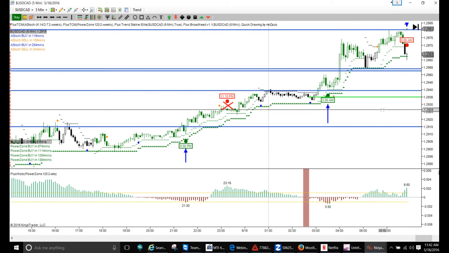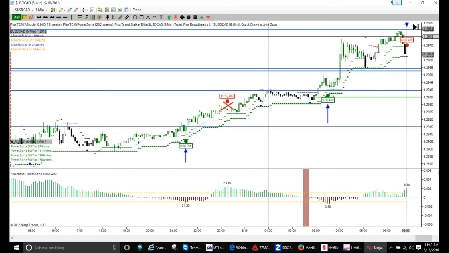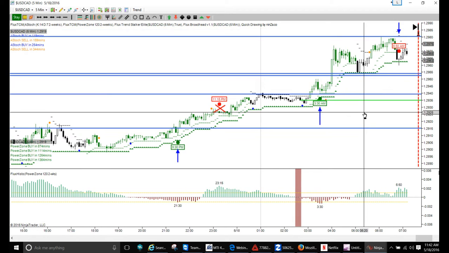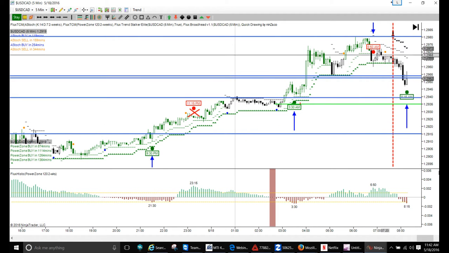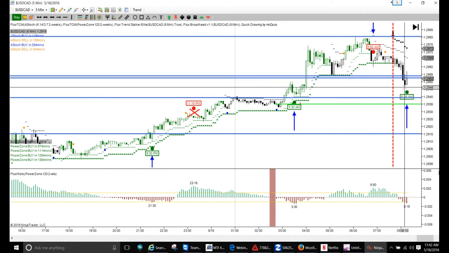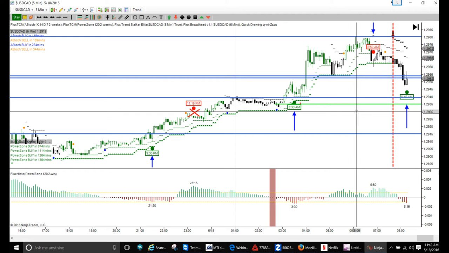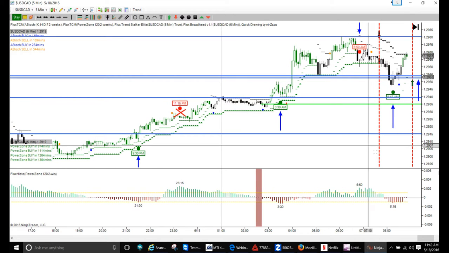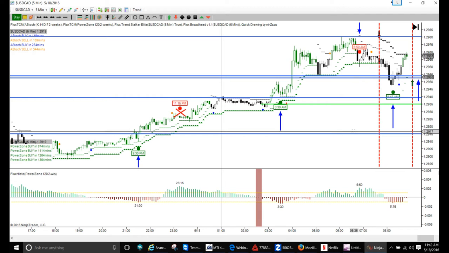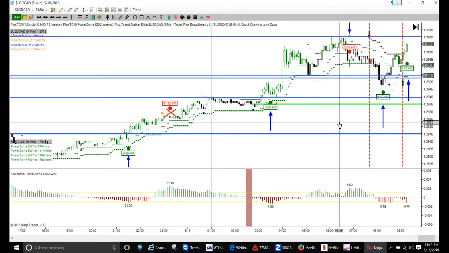Sell signal. Stop goes above the time cycle marker here when the red dot appears. Doesn't even come close to the stop. Boom. Another successful trade. Now we got a green cycle marker, and we do the same thing. Boom. And you saw in my video that I was going to take these trades. This is another winning trade.